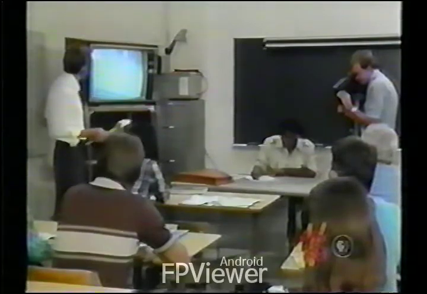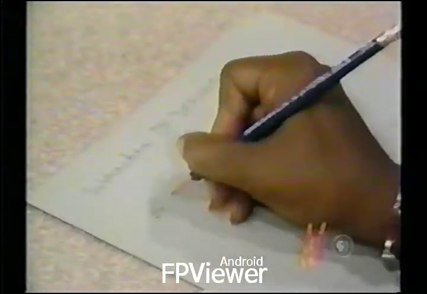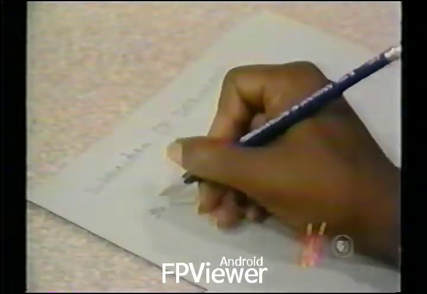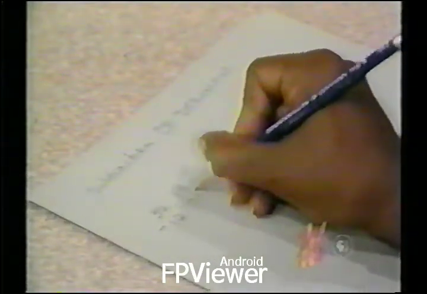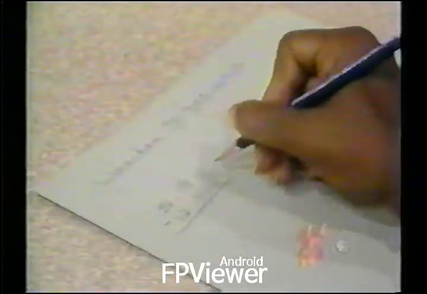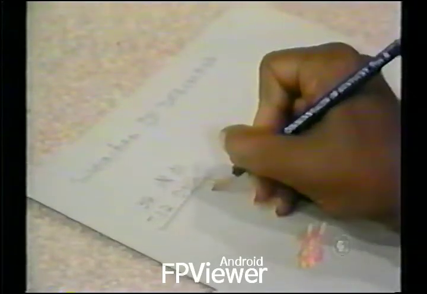Okay. Now write this problem. 36 and 1900ths minus 12 and 46 thousandths. Good. Don't take any shortcuts. Write down every step. That's right. Show how you borrow from the 9.